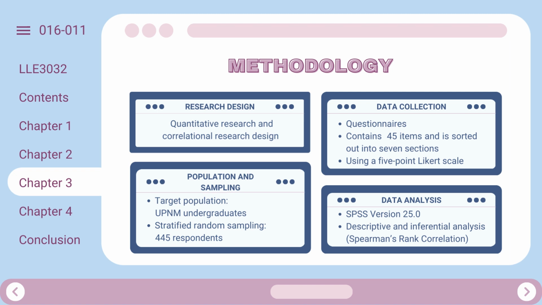Data analysis. Statistical Package for Social Sciences (SPSS) version 25.0 was employed for data analysis, where the analysis includes descriptive and inferential analysis. For your information, Spearman rank correlation coefficient is used as the data is not normally distributed.